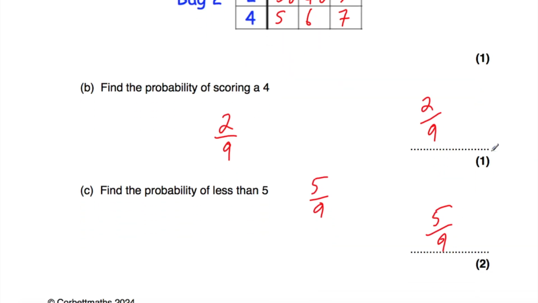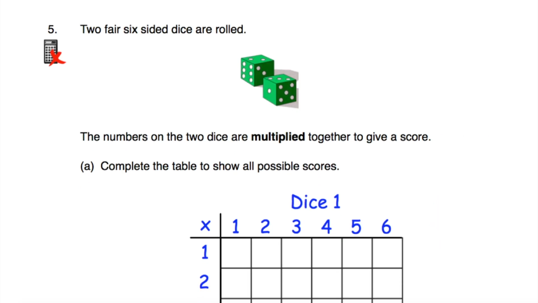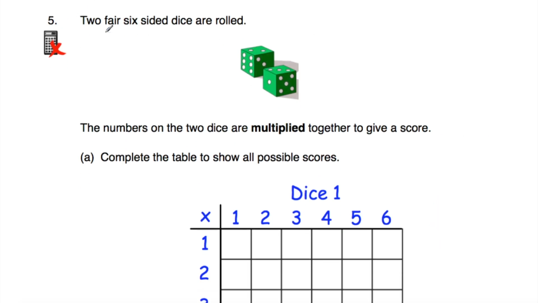And that's it. Okay, let's have a look at our next question, question number 5. Question number 5 says 2 fair 6-sided dice are rolled. So we've got 2 dice that are rolled and the numbers on the dice are multiplied together to give a score. And part A says complete the table to show all the possible scores.